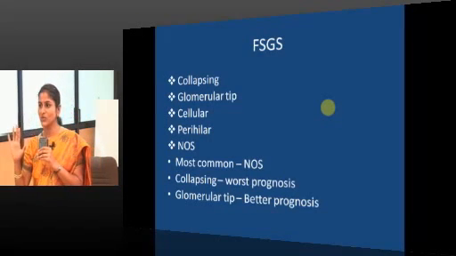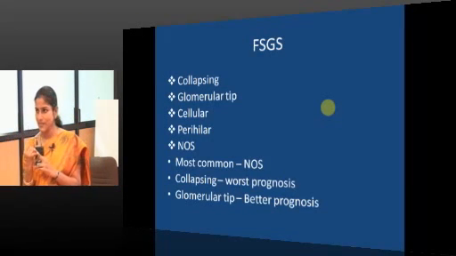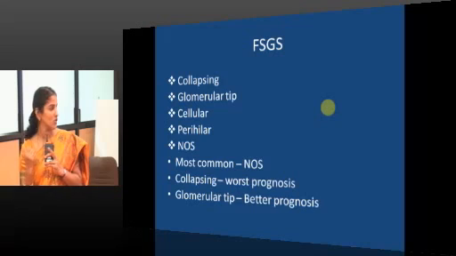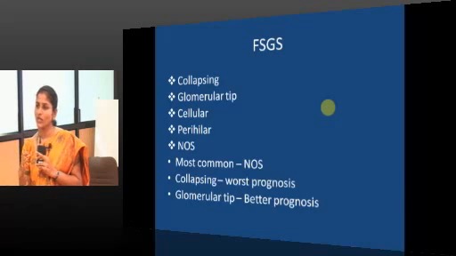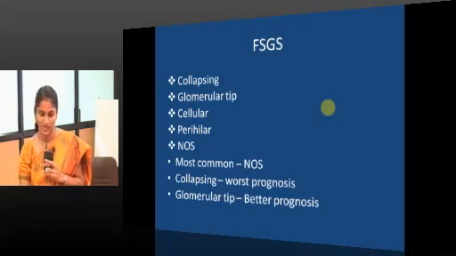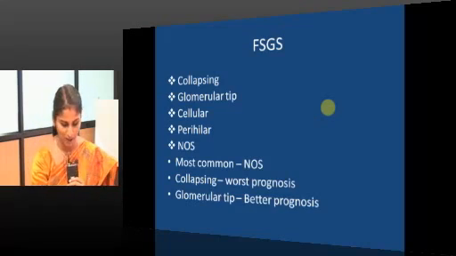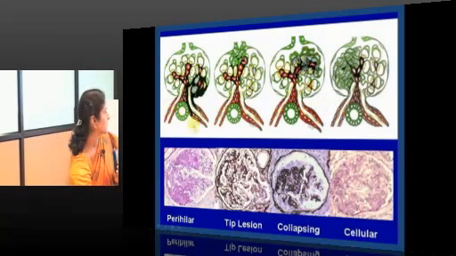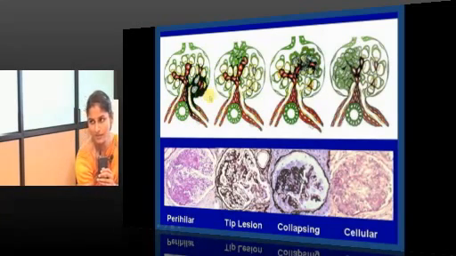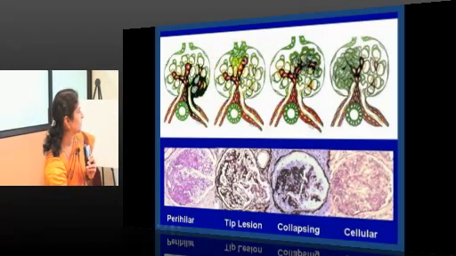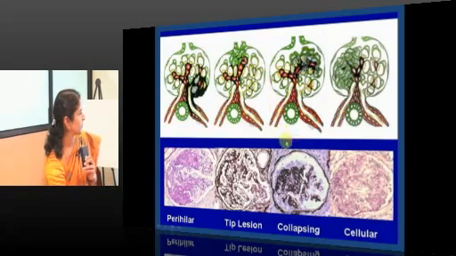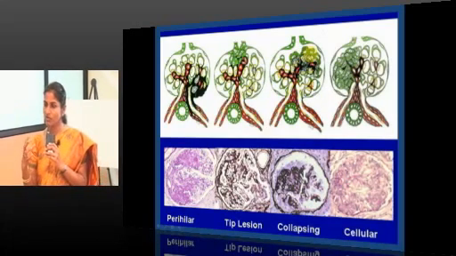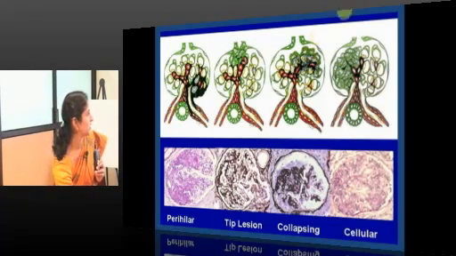So, five mutually exclusive types exist: collapsing, cellular, tip, perihilar and NOS. The most common subtype is NOS. The one with the worst outcome is collapsing. In HIV patients, which subtype exists? Collapsing type of FSGS. When the sclerosis affects the perihilar region, it is the perihilar type of FSGS. When it affects the tip, it is the tip lesion. When the sclerosis causes collapse of the capillary walls, it is called collapsing, as you can make out over here.